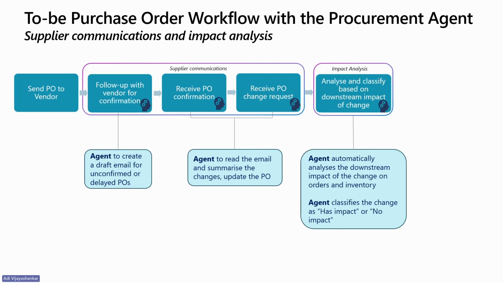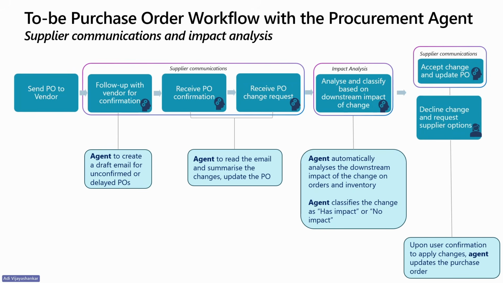Now, the impact analysis agent analyzes the downstream impact across sales, production, and inventory, identifies risks such as stockout, and classifies the change that's come in as either it has an impact or there is no impact. So when there is no impact, the buyer can accept the change and the purchase order is updated. Or when there is an impact, a guided decision is made to accept, mitigate, or reject with supplier engagement.